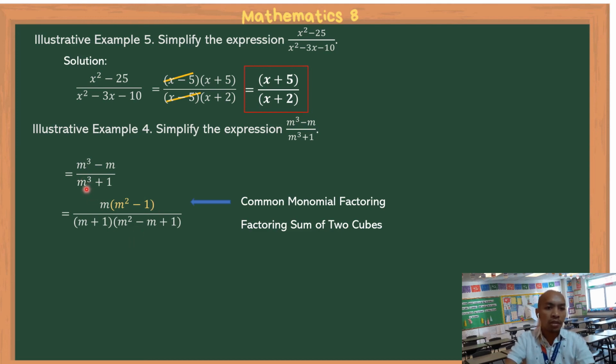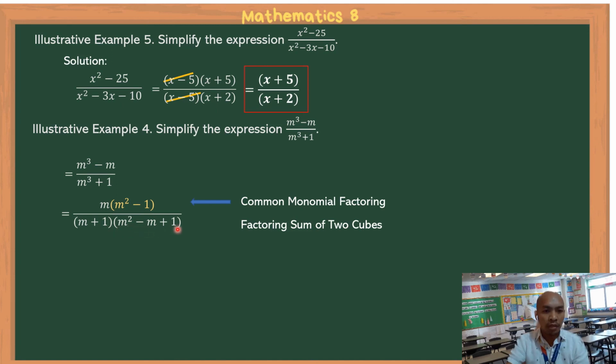Now our denominator is a sum of two cubes, because m cubed is a perfect cube and 1 also is another perfect cube. To factor the sum of two cubes, if we may recall our lesson in factoring, we just get the cube root of the first term. The cube root of m cubed is m, because m times m times m would be m cubed. What is the cube root of 1? That is positive 1 also, because 1 times 1 times 1 is 1.